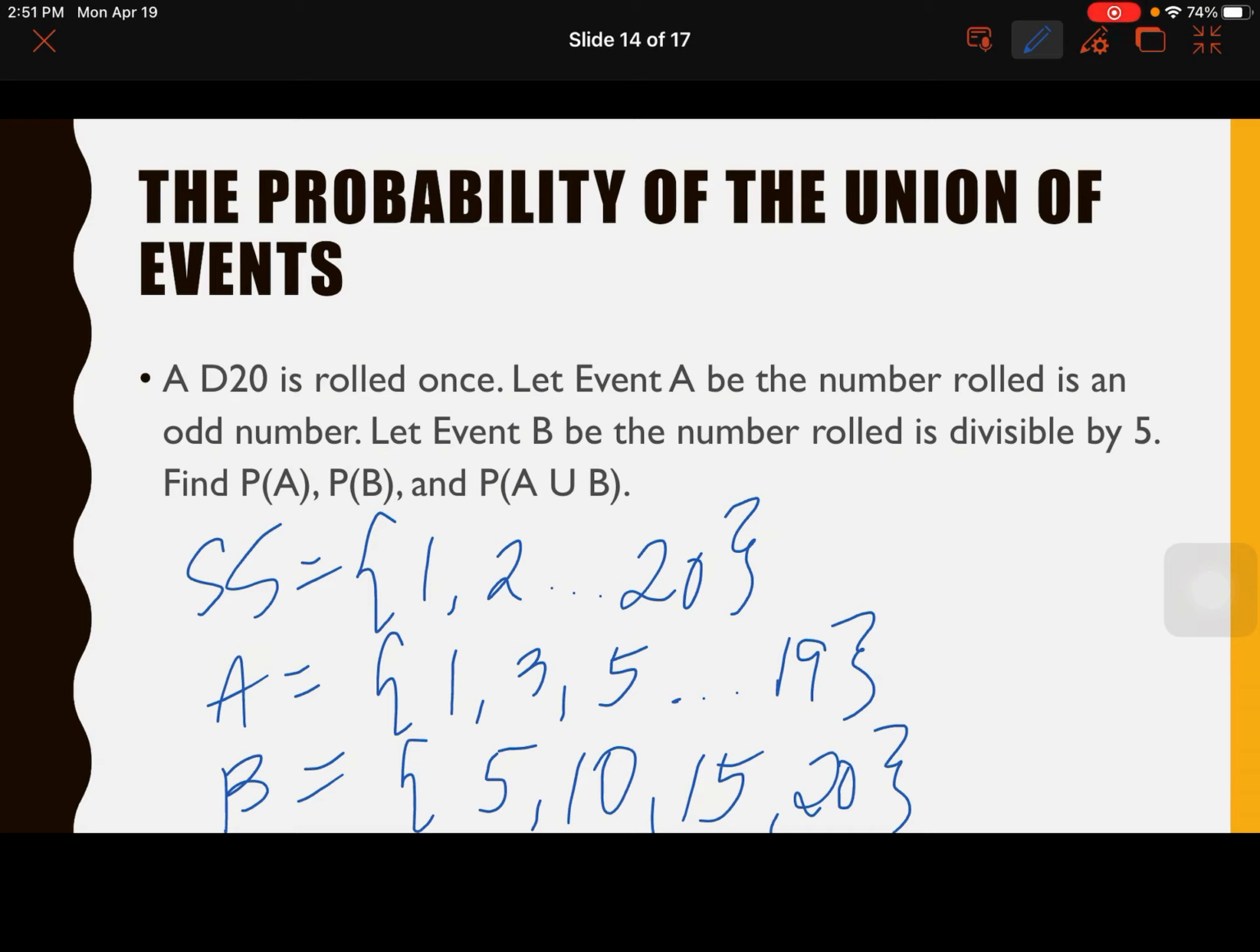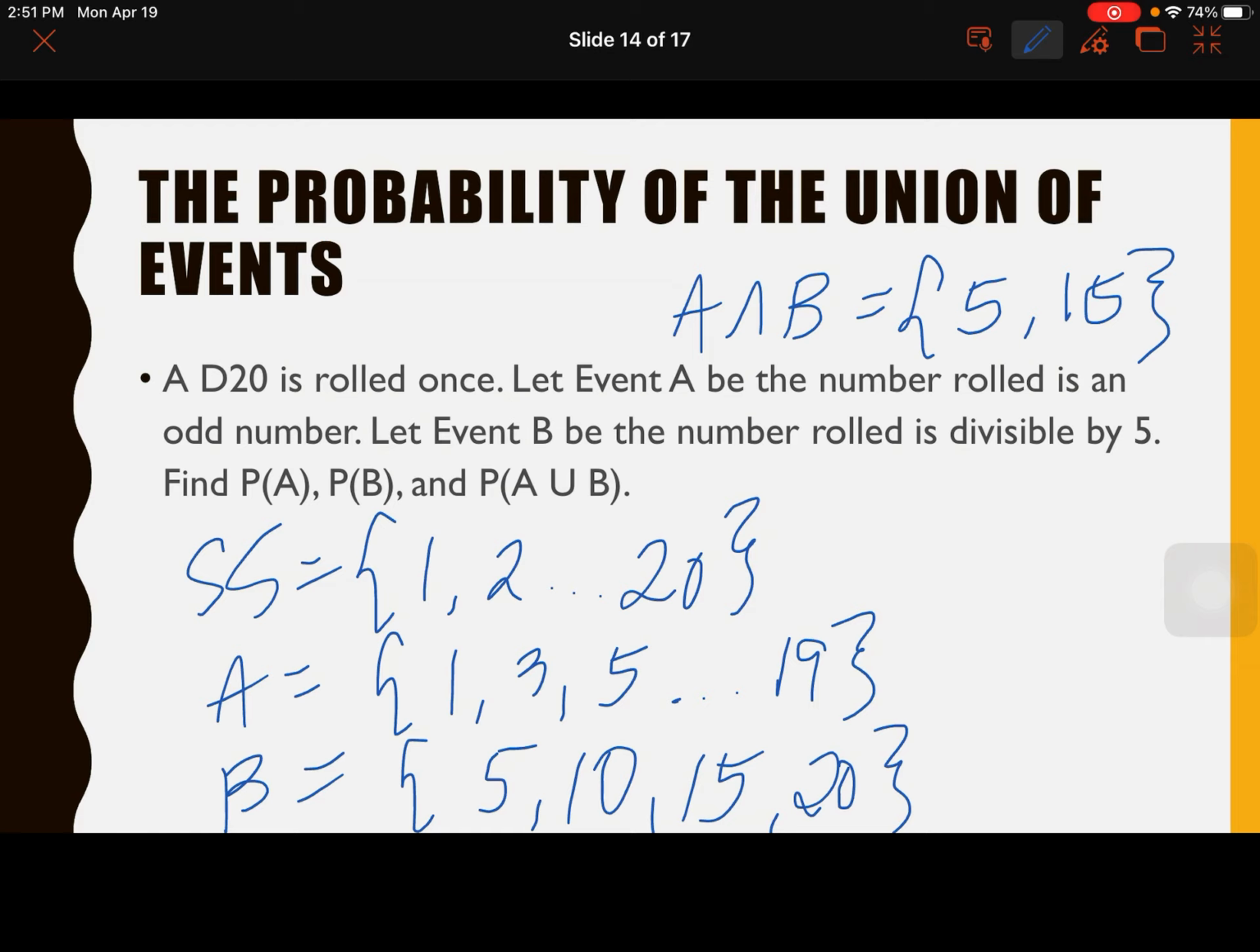So, in this case, meron po siyang overlap, or meron silang shared elements, at yun ang 5 at saka 15. Because 5 and 15 are both odd numbers and divisible by 5. So, alam na natin na meron silang intersection na tinatawag. Okay? So, si 5 at si 15. So, we know that there are shared elements.